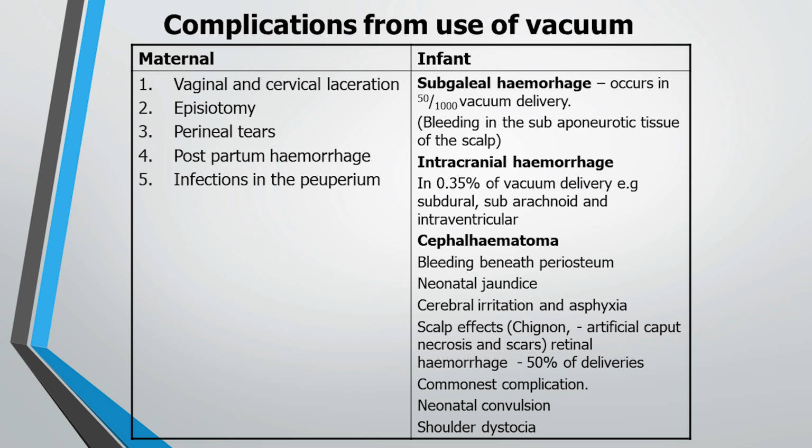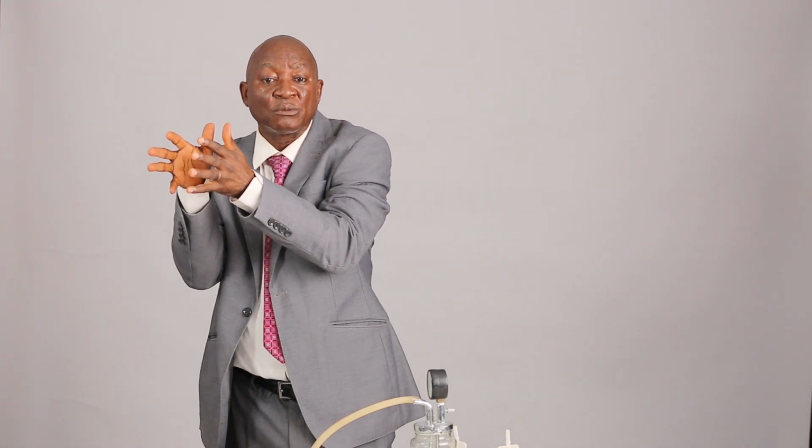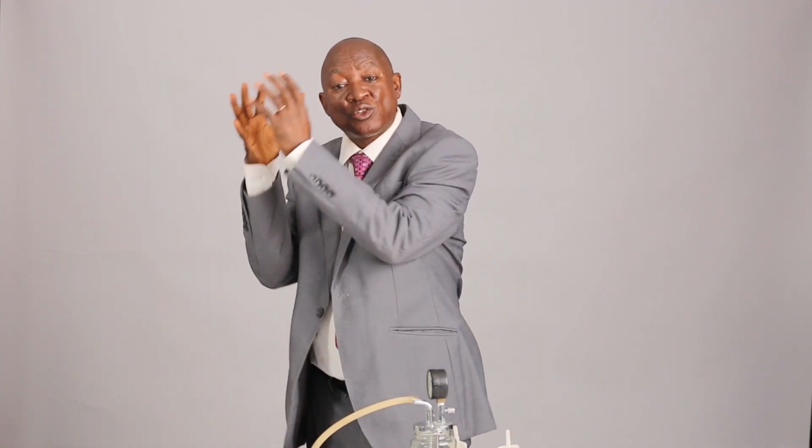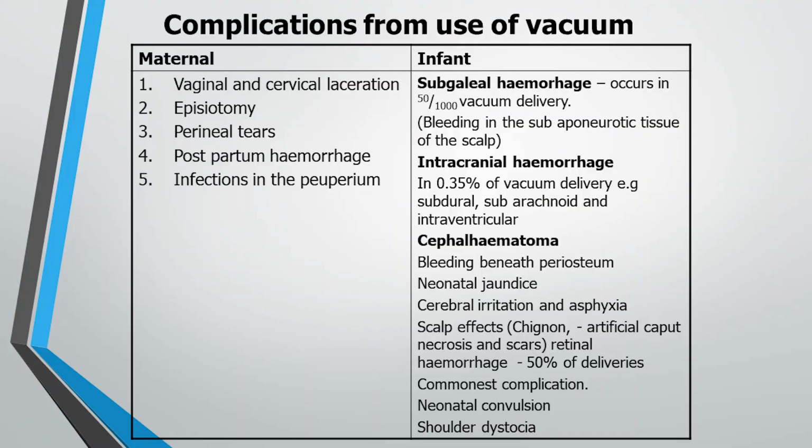Apart from the subgaleal hemorrhage, you can have cephalhematoma. Cephalhematoma is bleeding beneath the bone, beneath the periosteum. So this one is just in a certain segment of the head, but it has not bled into the brain tissue. It is confined, unlike subgaleal hemorrhage that is so diffuse. So when you see a baby that has a diffuse swelling on the head, it is more likely to be a subgaleal hemorrhage. But if it's confined to one area, most likely it is a cephalhematoma.